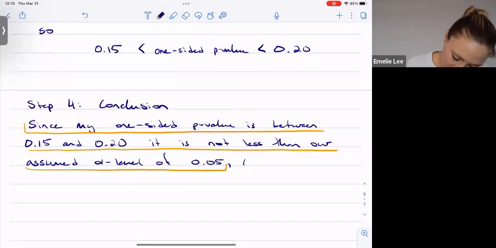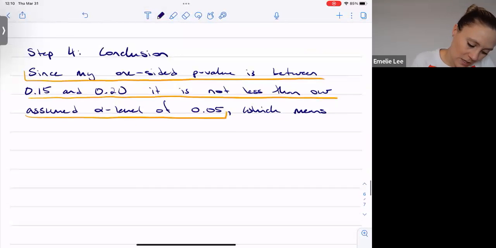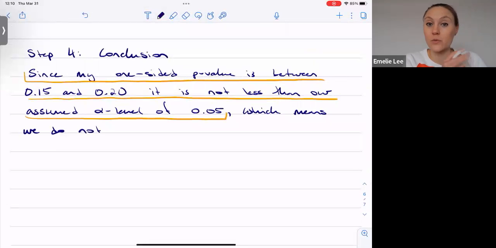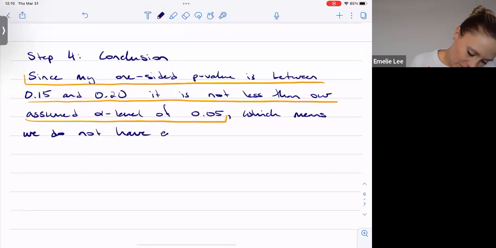Which means we do not, right? Then the p-value is not low enough. We do not have enough evidence to reject H naught.